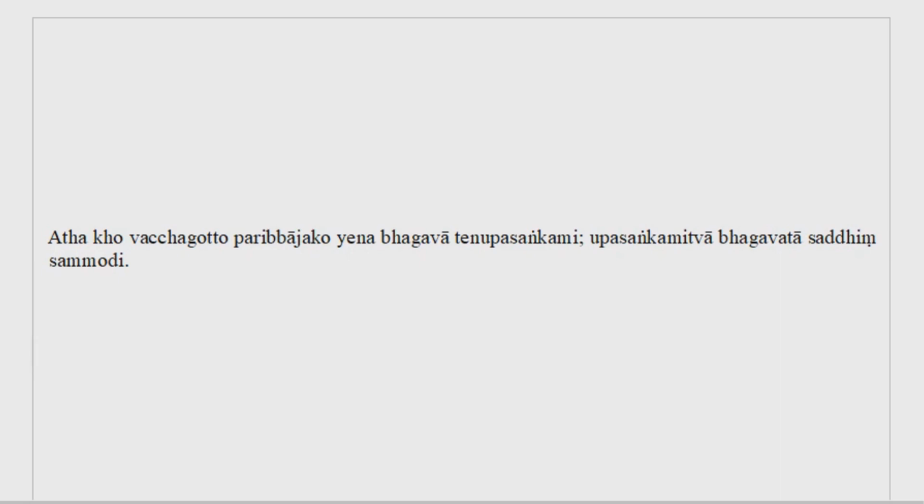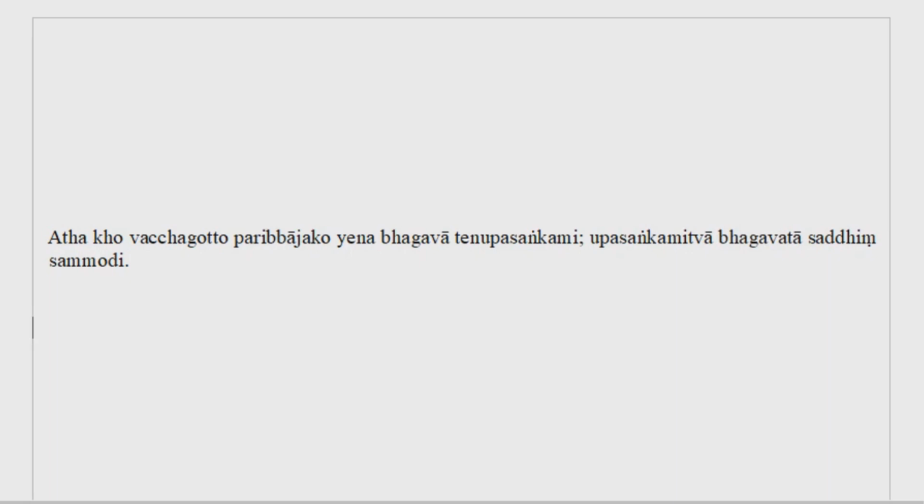Then we have another form of upasankamati. This one is the absolutive, upasankamitva. So this is a form of the verb that never changes. The issue with absolutives is the way they relate to the main verb: they show something that happens before the main verb in the clause. And so in a very wooden, literal sense, we could say, having approached, he exchanged greetings, samodhi, with sadhing bhagavata, with the Blessed One.